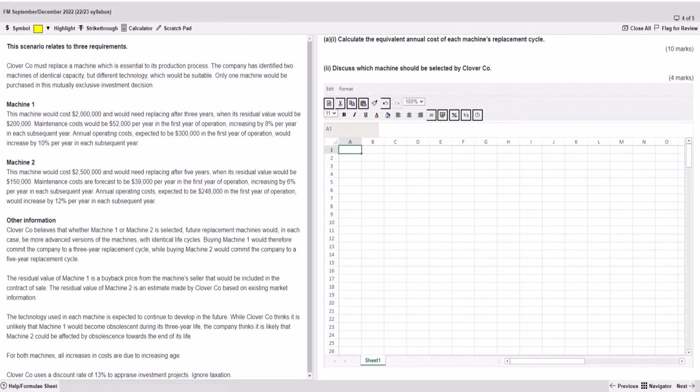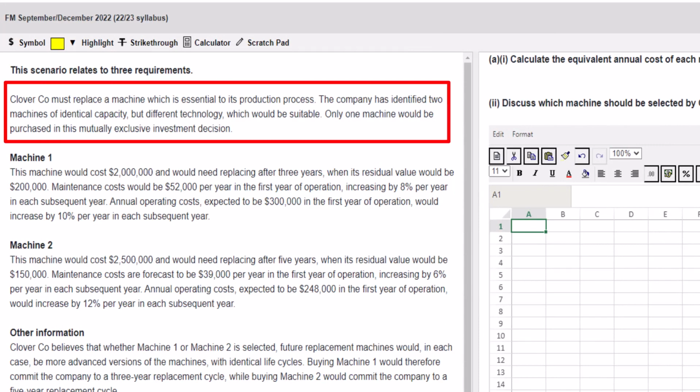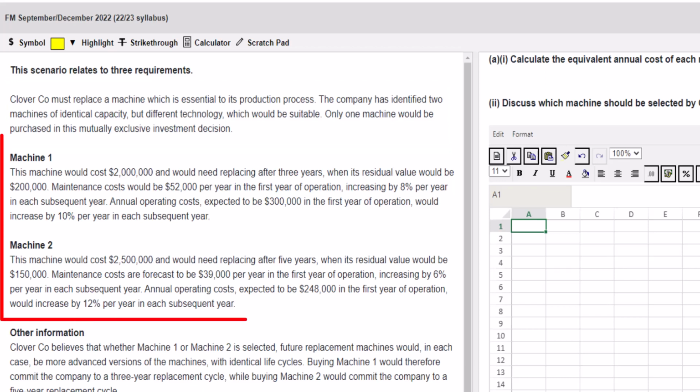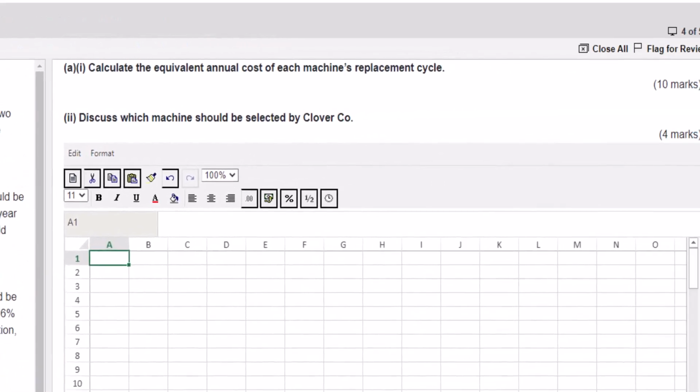Let's now have a look at the scenario. Clover Company is needing to replace a machine which is essential to its production process. Now, it's identified 2 alternative machines, identical capacity, different technology, and replacement cycles. The scenario will detail the initial costs, operating costs and maintenance costs, and residual values of the machines. Let's have a look at the requirement.